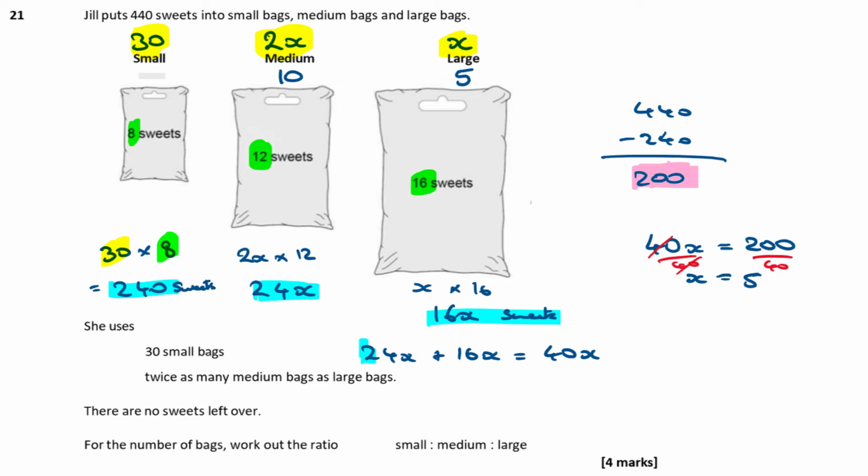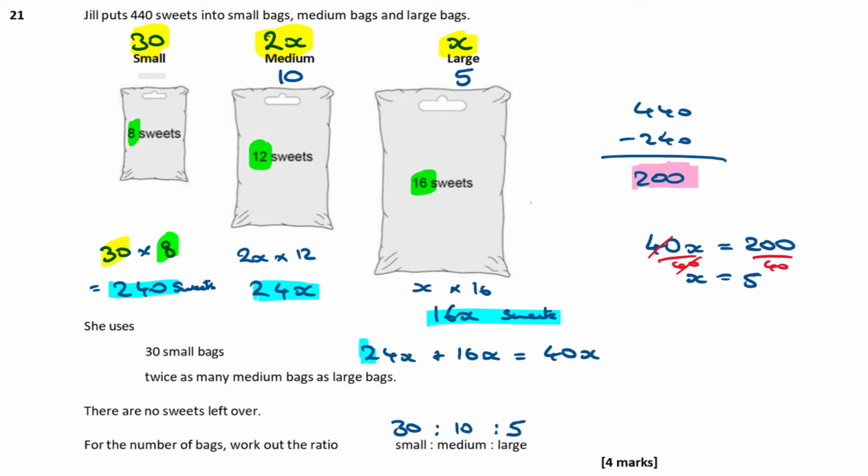Okay, so what do we actually need to do here? So I've worked out how many bags. So for the number of bags, work out the ratio of small bags to medium bags to large bags. So that means the ratio then is 30 to 10 to 5, which is lovely, but it's not in its lowest term, isn't it?